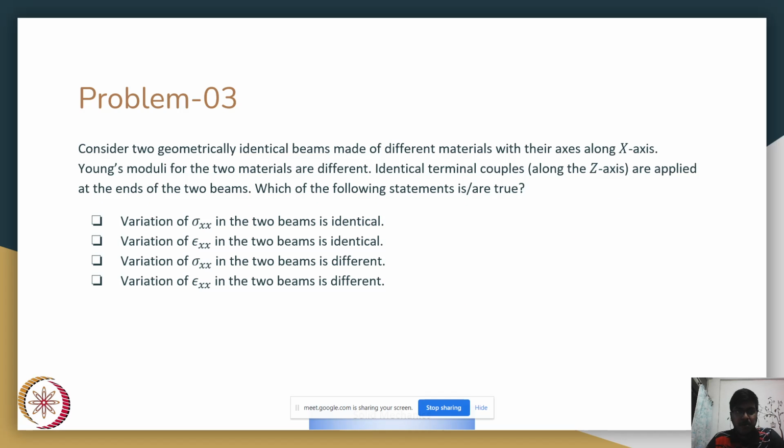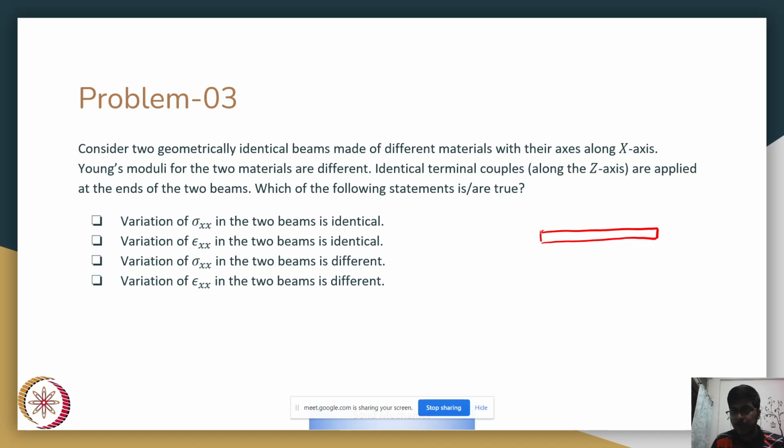Next up is problem number 3. Consider two geometrically identical beams made of different materials with their axis along x-axis. Young's modulus for the two materials are different. Identical terminal couples along z-axis are applied at the two ends of the two beams. And which of the following statements is true? So we are asked to consider two identical beams with axis along x-axis.